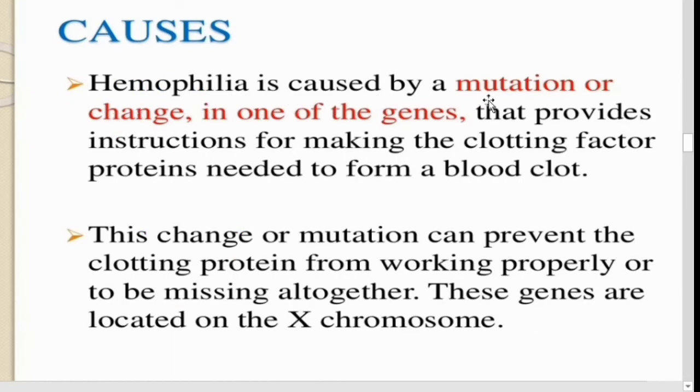Causes: hemophilia is caused by a mutation or alteration in one of the genes, the genes which give instructions for making the clotting factor proteins needed to form a blood clot. So this change or mutation prevents the clotting factors from working properly, or sometimes there is no production of the clotting factors, and these genes are located on the X chromosome.